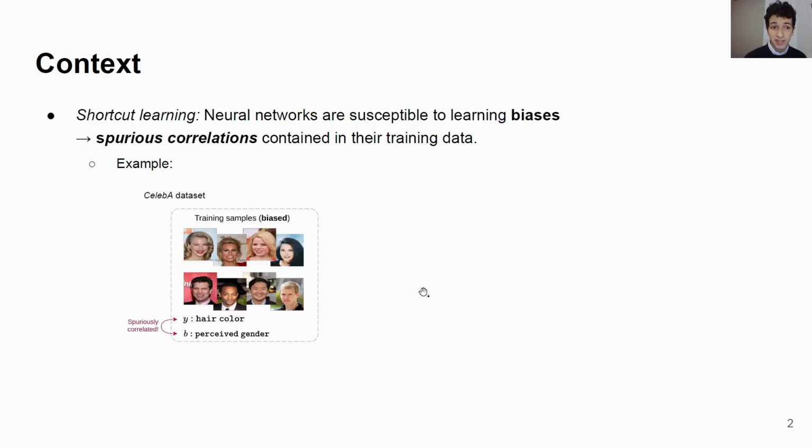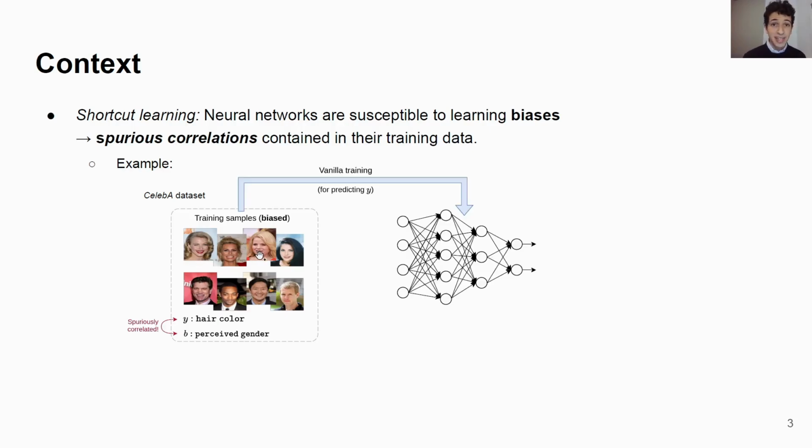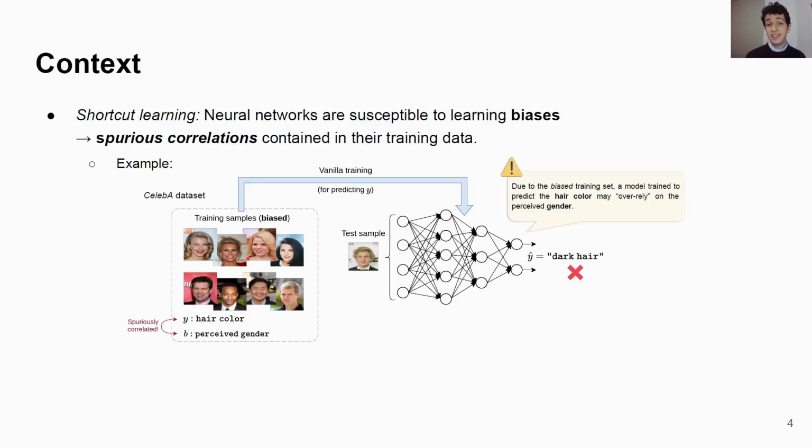So let's consider, for example, the CelebA dataset, where in the training set, there is a natural correlation between the hair color and the perceived gender of the individuals. So if you train a neural network to predict the hair color, it may become biased, in the sense that it may over-rely on gender-related information. As a result, this model may perform poorly on samples where the spurious correlation does not hold.